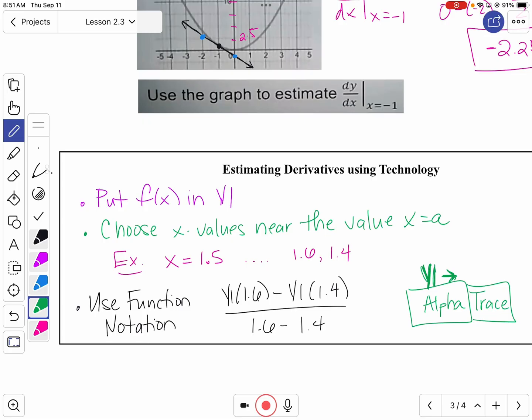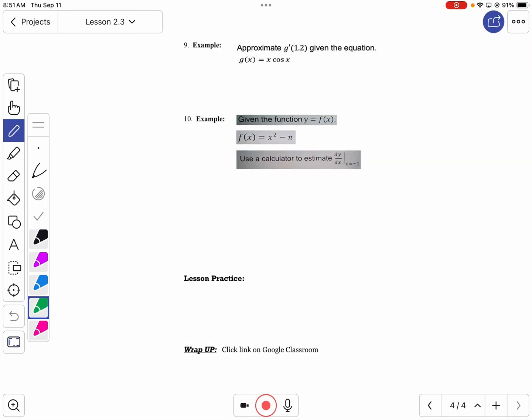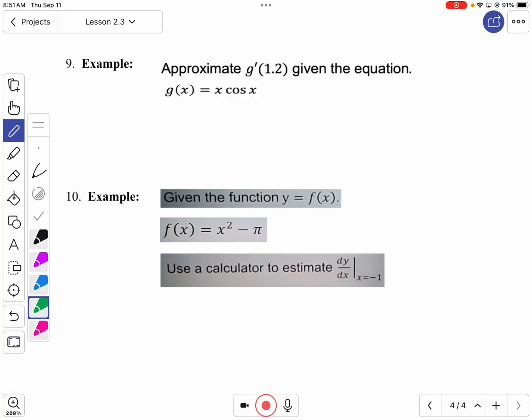Let me show you a couple of these. All right, so let's take a look. We want to approximate G prime at 1.2. So G prime at 1.2 is going to approximately be, let's think about what x values we'd want to use. What would be some good ones?